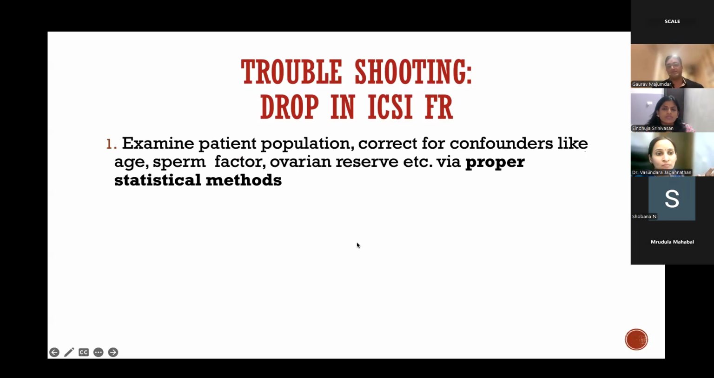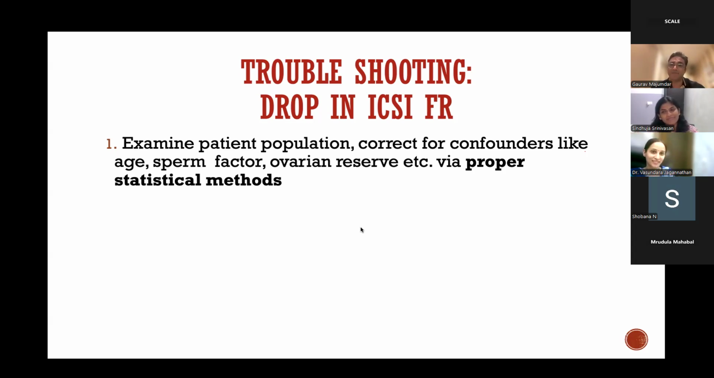So here, the first thing that you look at is that you examine the patient population and you correct for confounders like age, sperm factor, like very severe male factor, then very poor responders, via proper statistical methods, right? It is not impression based, because every clinician at the end of the day will think that cases were great and embryologists will say cases were very poor.